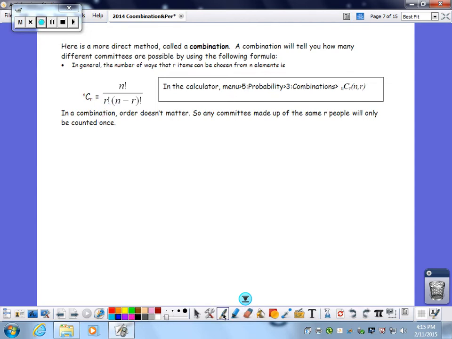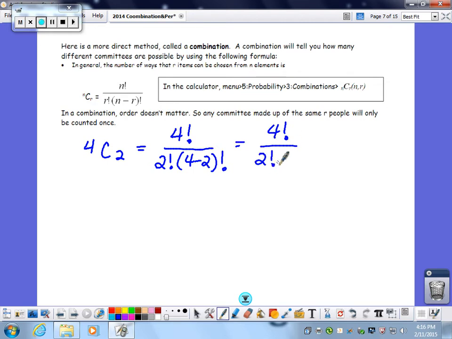So let's use our formula to back up the 6 we just found. All right, so here's a combination. I've got 4, and I'm going to choose 2 at a time. The formula says it's 4 factorial over my r, which is 2 factorial, times the difference, 4 minus 2 factorial. All right, let's simplify this. So I've got 4 factorial over 2 factorial, 2 factorial.